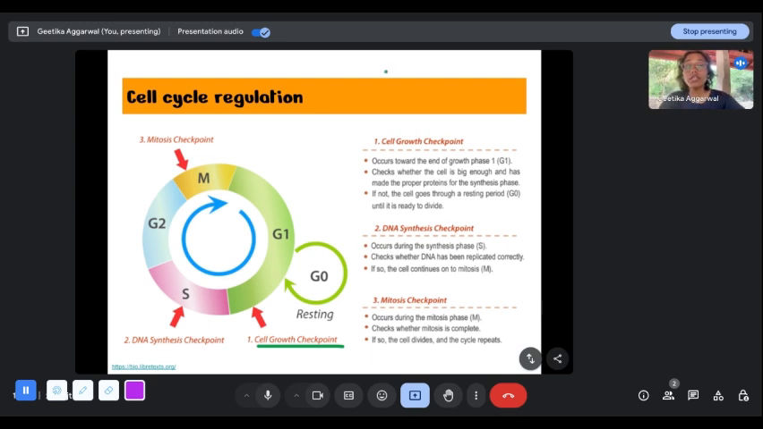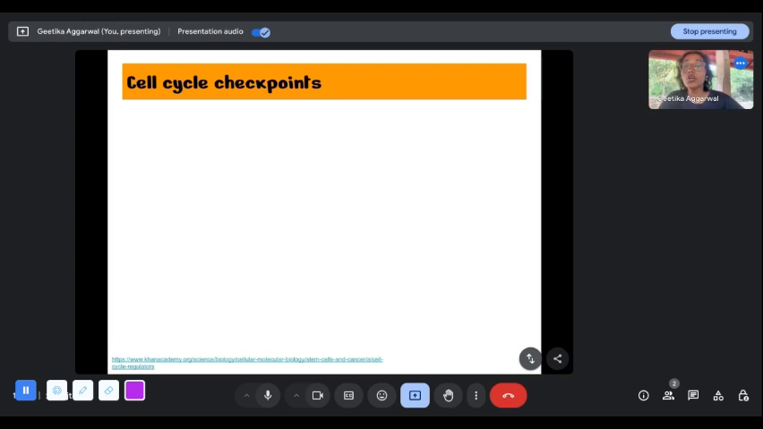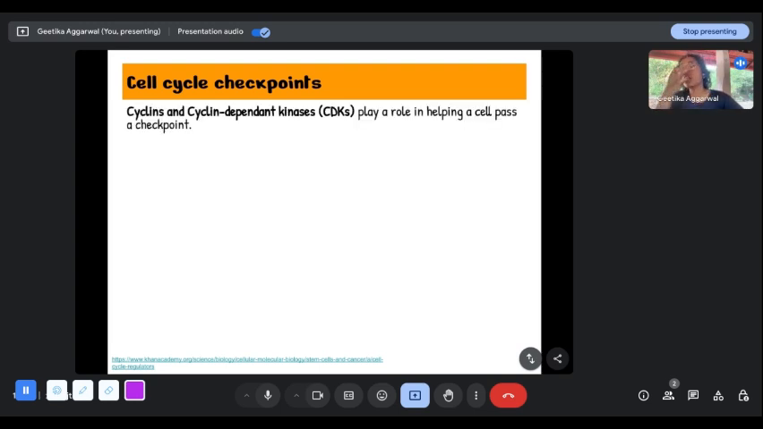Now you might be wondering how these checkpoints actually work, what is really going on in the cell, and how it is actually checking these things. What are the molecular players in cell cycle regulation? Coming to these checkpoints, the molecular players here are the cyclins and the cyclin dependent kinases. They play a very important role in the cell in passing a checkpoint.